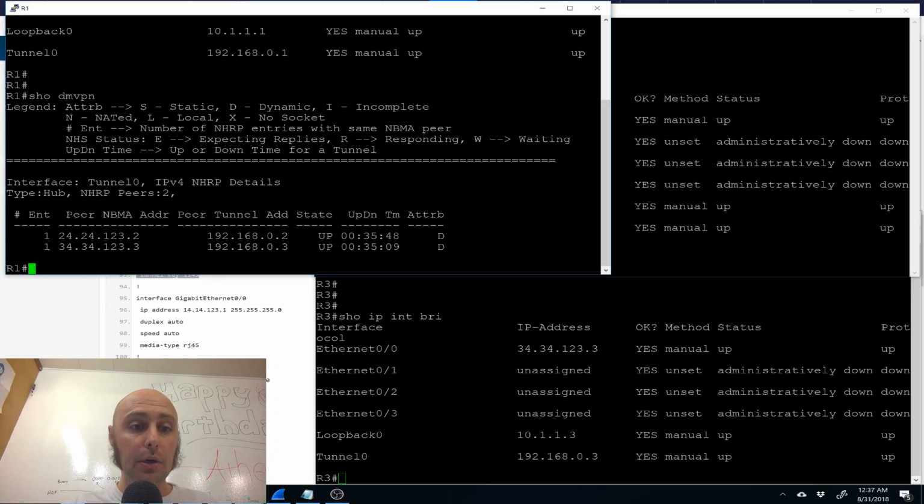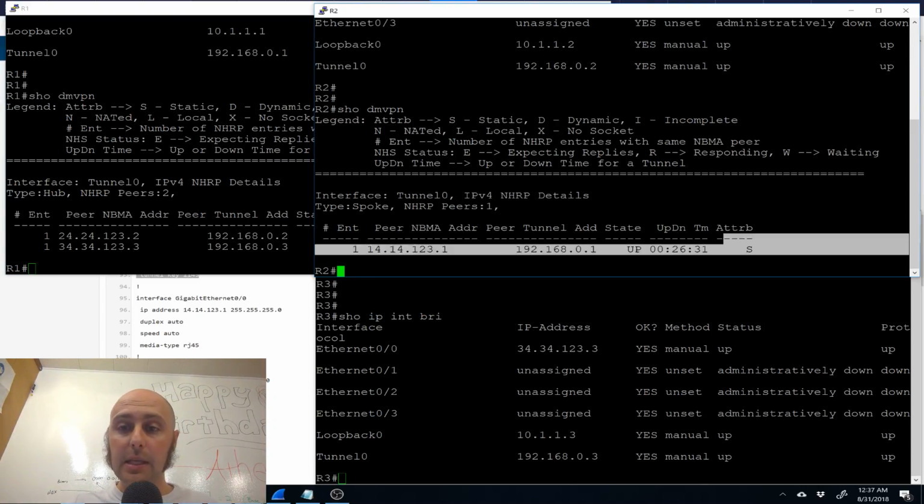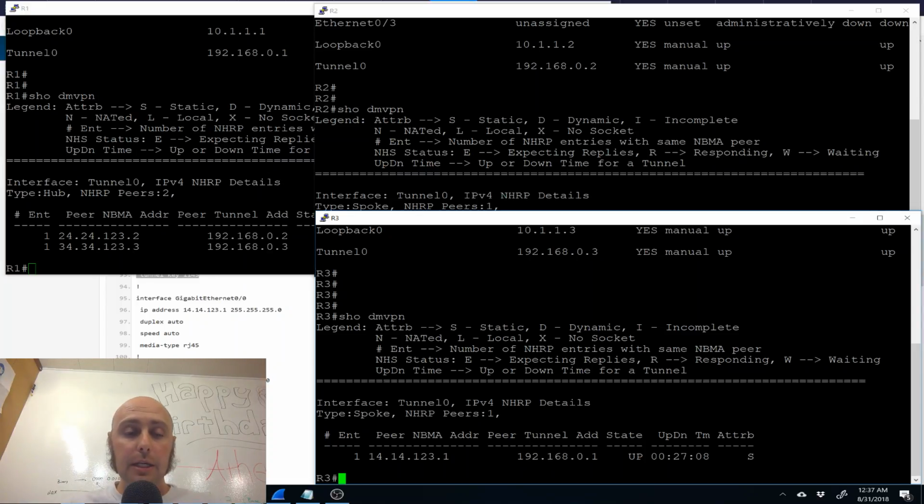So our router 1 is our hub, and we have 2 spokes here. They've been dynamically learned. And again, this is statically configured, so I'm a spoke statically configured, pointing to the hub, and show DMVPN. Okay, so that was no problem.